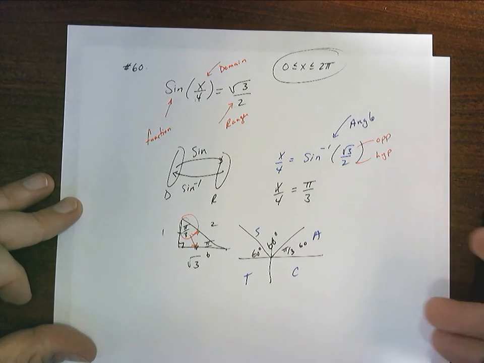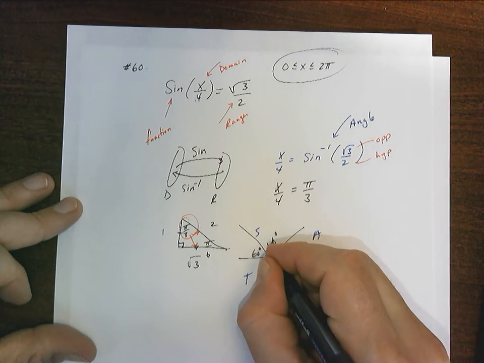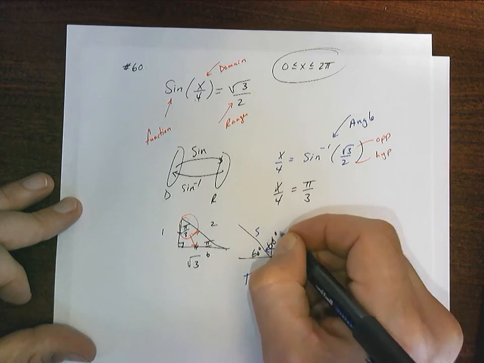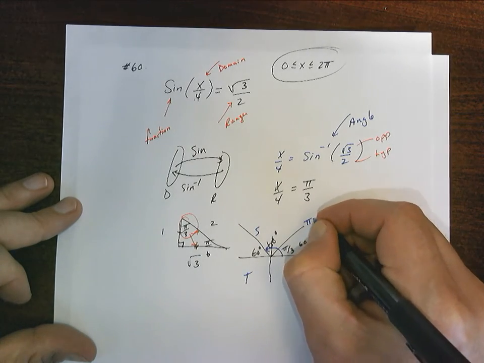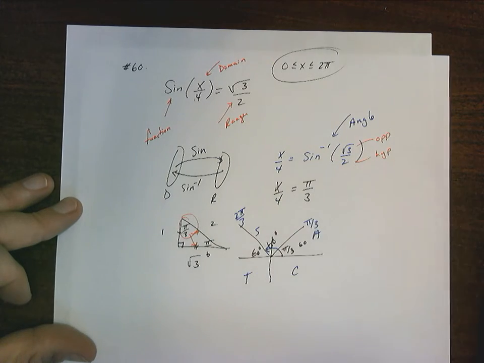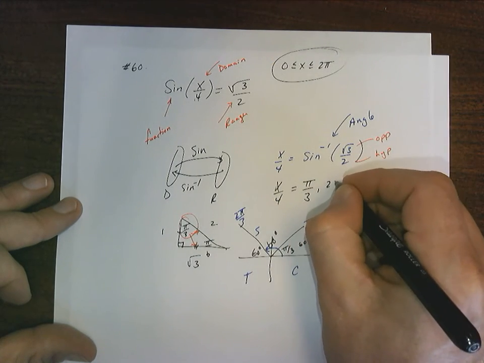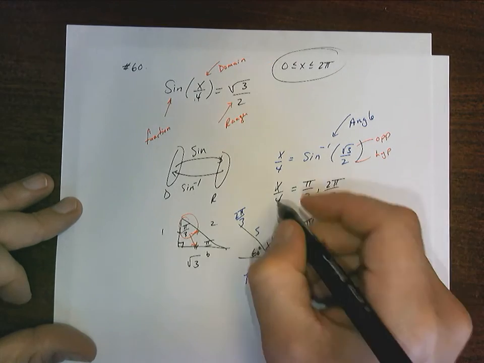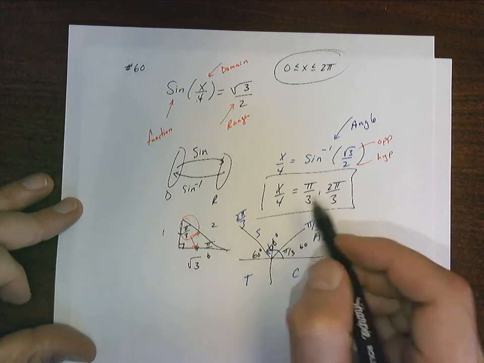So if I want to talk about this angle, it's going to be 120, which is 1 pi by 3 plus 1 pi by 3, so 2 pi by 3. So my other answer here is going to be 2 pi by 3. So these are my answers for x over 4.